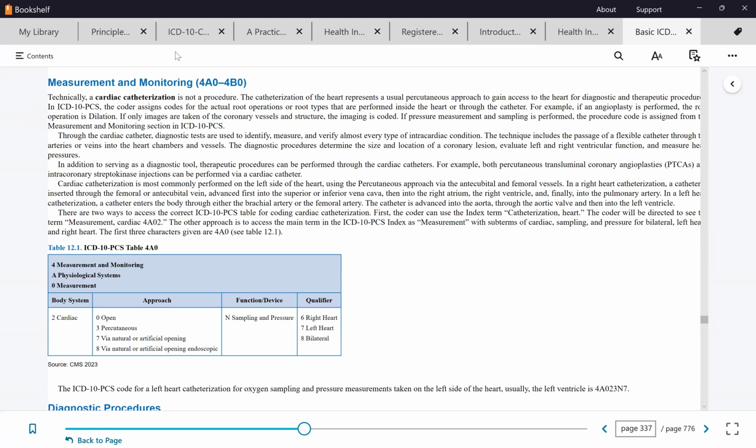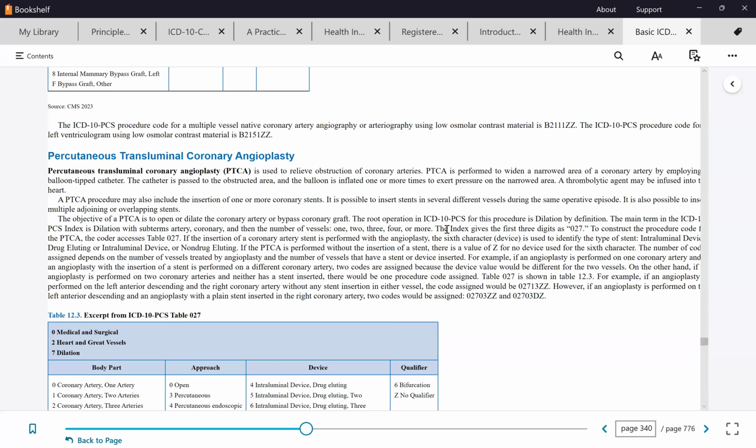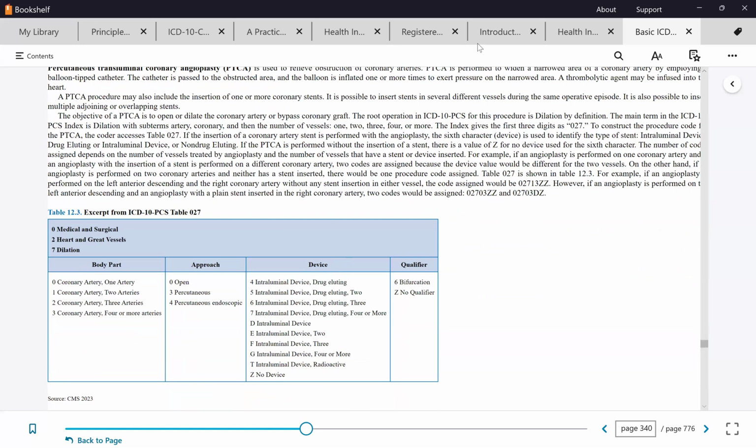Again, this paragraph right here really is helpful, and sometimes students tend to overlook it right here about cardiac caths. And again, the percutaneous transluminal coronary angioplasty, these can also be tricky. You have to look at the device as illustrated here. There are all these different things that can happen. Sometimes there's more than one device. Sometimes they're drug-eluting. Sometimes they're not drug-eluting.